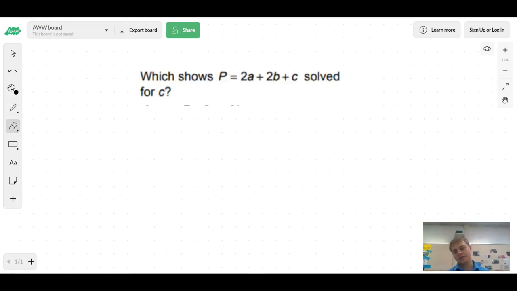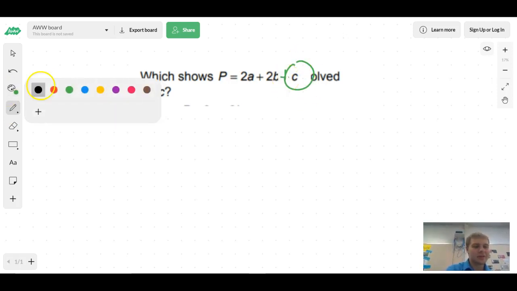We've made it to the last one. So let's look at the last one and see what we do to solve this. I want to get this C by itself. So let's circle C. Oh, I need my pen. I think that was a plus in between.